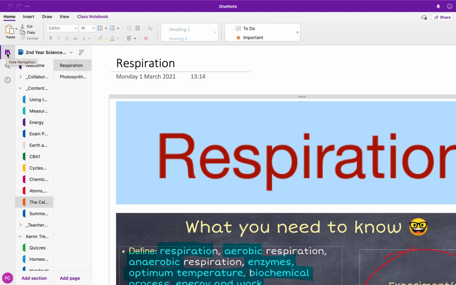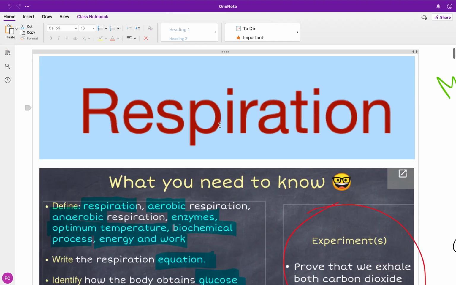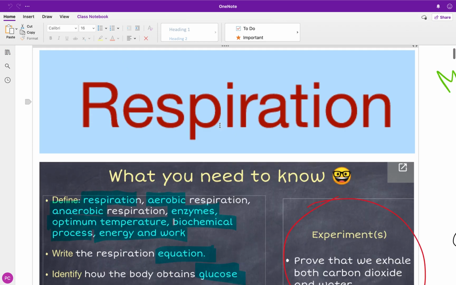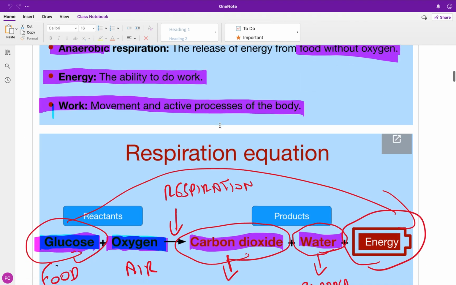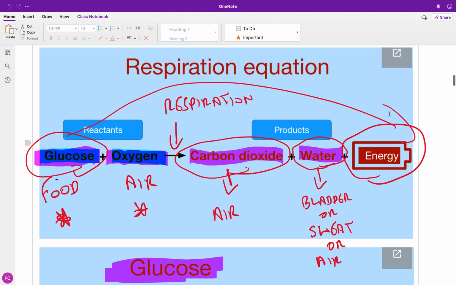Okay, so last week we were on this topic here. We were on respiration, and we went through all the different parts of respiration, and we answered some questions which we corrected on Thursday. And I just wanted to remind you of this equation here. Glucose from food, oxygen from the air, respiration happens inside the cells, and then carbon dioxide is released back into the air. Water is released in a couple of ways, and then of course the idea of respiration is the release of energy from food.